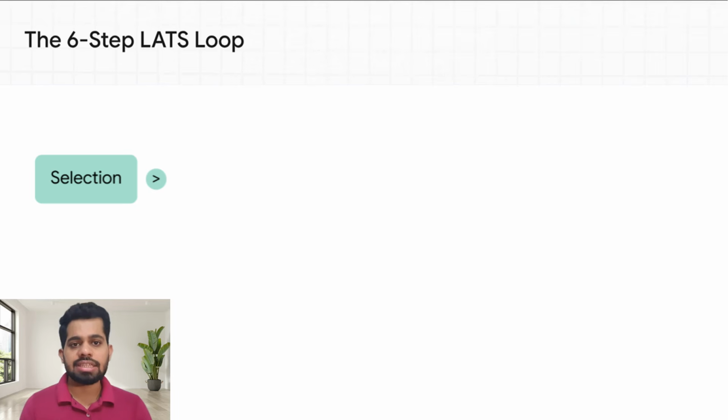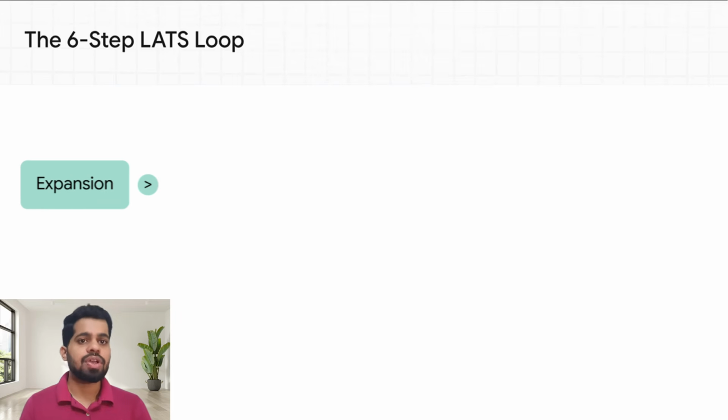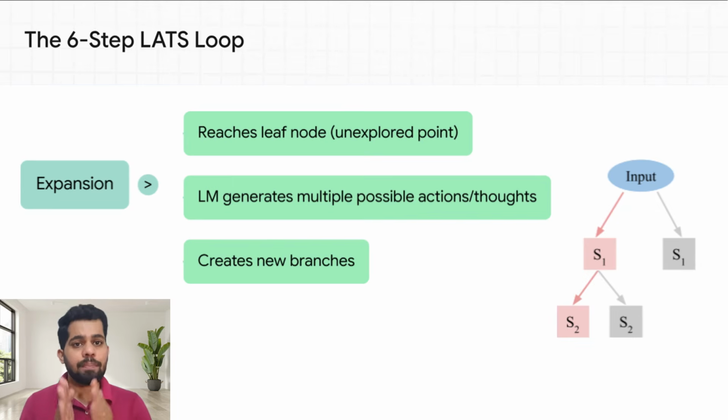The first step is selection. The algorithm starts at the root node and moves down the tree, always selecting the child node with the highest potential. This potential is calculated using a formula called the upper confidence bound, which balances how good a node seems with how little it has been explored. Next is the expansion. Once it reaches a leaf node, a point it has not explored from yet, it asks the language model to generate multiple possible next actions or thoughts. This creates new branches on our tree.